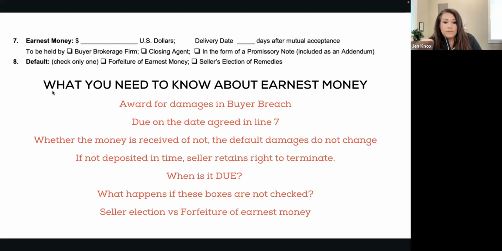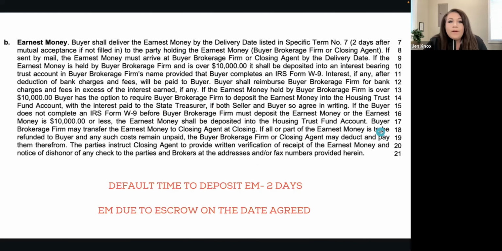And the default will also, for line 8, have a default in Form 21. So paragraph B actually just says, if it's not filled in, the earnest money is due 2 days after mutual acceptance. So if that line is ever blank, keep in mind that your timeline is 2 days after mutual acceptance, and that's the date that it has to be cleared and deposited into the closing agent or escrow, or the holding firm, whatever is decided on that page.